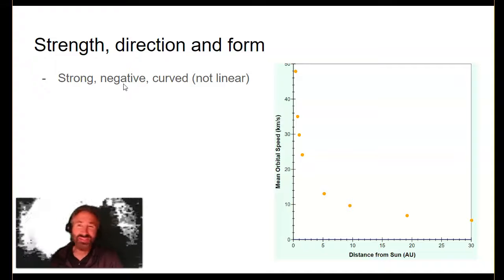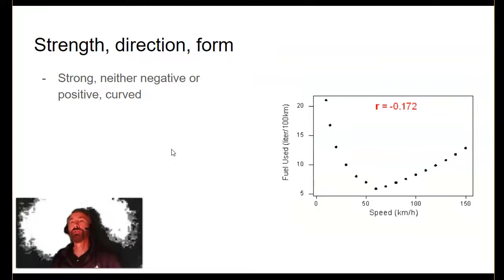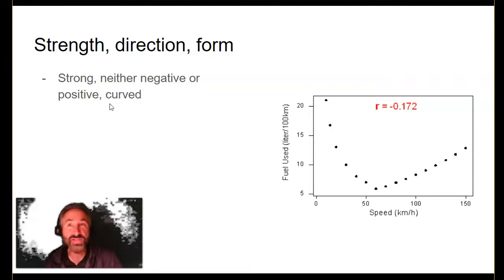And maybe you could say that the direction is negative. I'd say mostly it is, but the form is definitely not linear. It's curved. This one here has a very strong correlation between the data. You could come up with a mathematical model that would fit this data. However, it's not a straight line, it's curved.